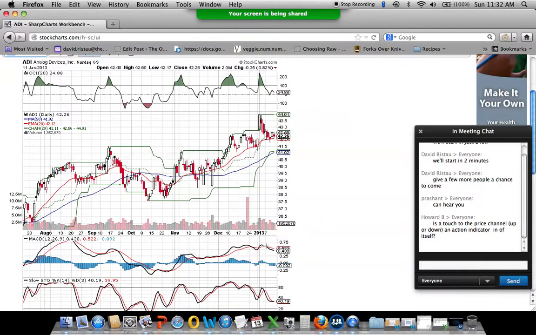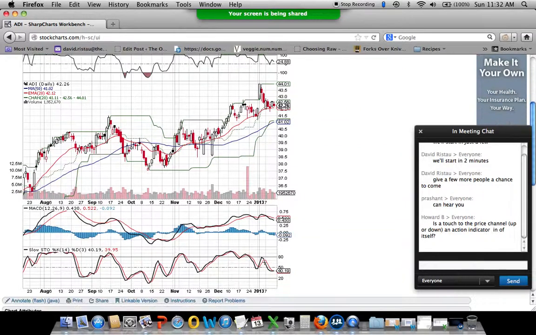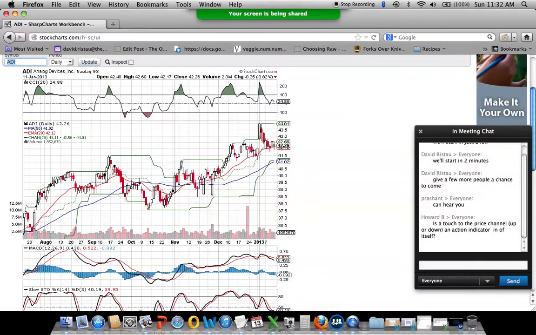MACD, the black line just broke below the red, showing a nice trend down, and slow stochastics are on the way down. They have flattened a little bit here, but they still are in a downward movement, and they're just breaking below 50. So I like everything here setting up for a breakdown.